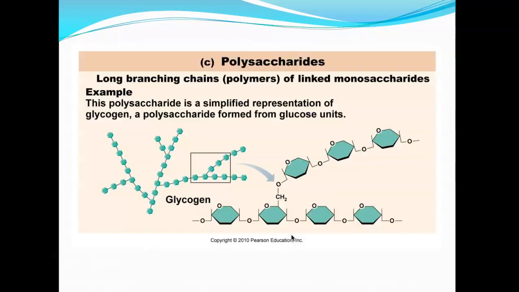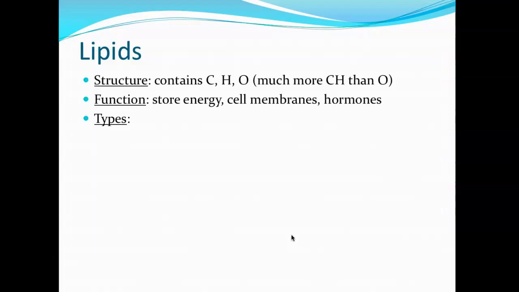So polysaccharides are going to be your glycogen. For us, I'm only talking about glycogen because this is human anatomy. We store glycogen in our liver. I'm not talking about any other polysaccharides, though. We will save that for biology.